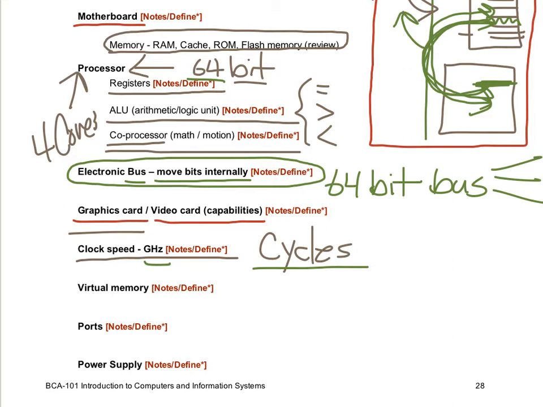Okay, so higher is better, but we'll make reference to that later on. Like you might have a 3.2 gigahertz machine. So it's doing 3.2 billion cycles a second, gig.